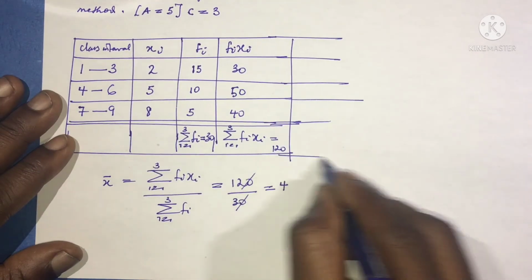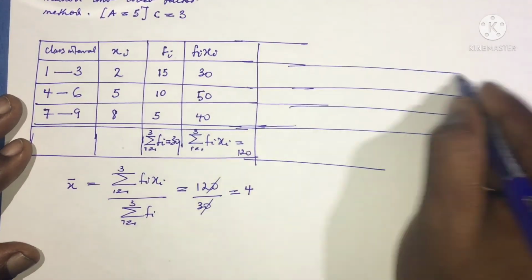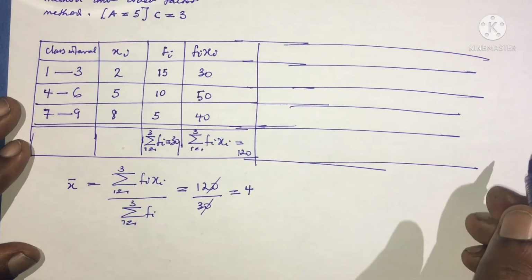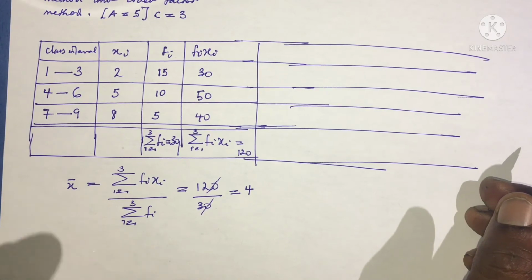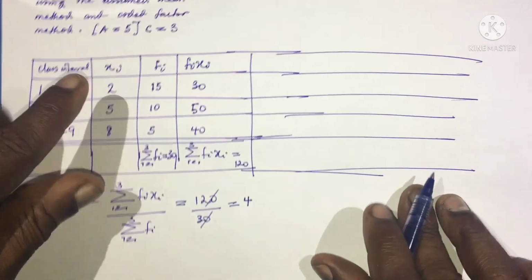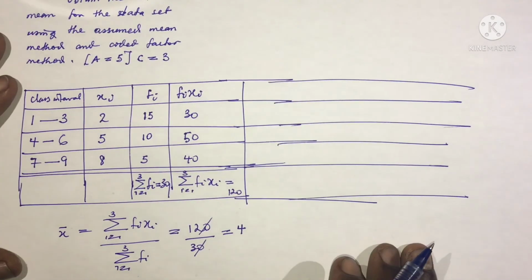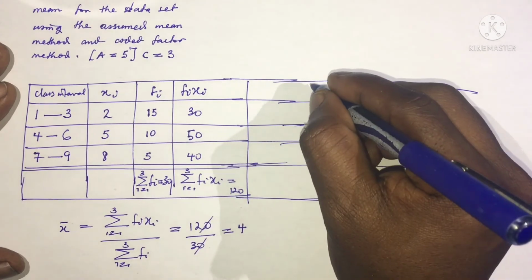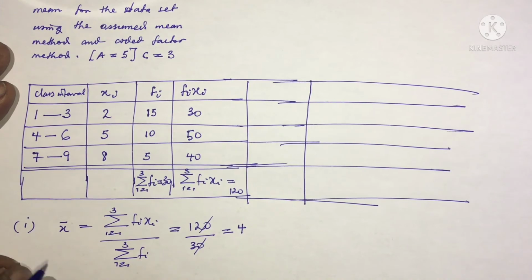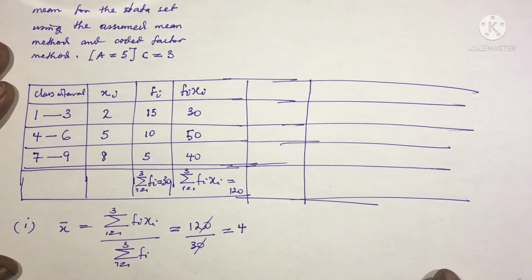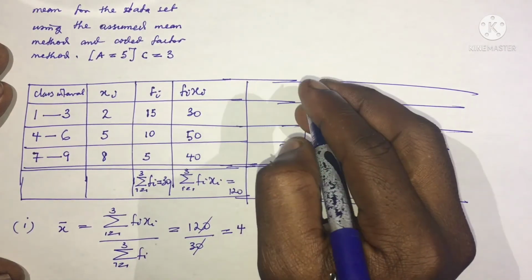Okay, now if you move over, I'm going to extend this. I'm extending this because the question demands that we obtain the arithmetic mean using the assumed mean method and the coded factor method, and we have been given an assumed mean of 5 and a class size of 3. So the first thing, let us consider getting the mean. I'm going to call this I, for we have obtained the mean using the normal method. Okay, so what we want to do here is to obtain the mean using the assumed mean method.